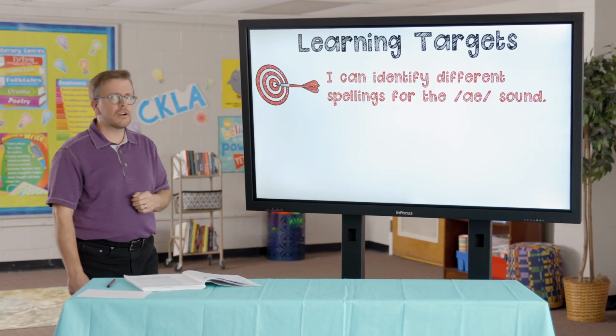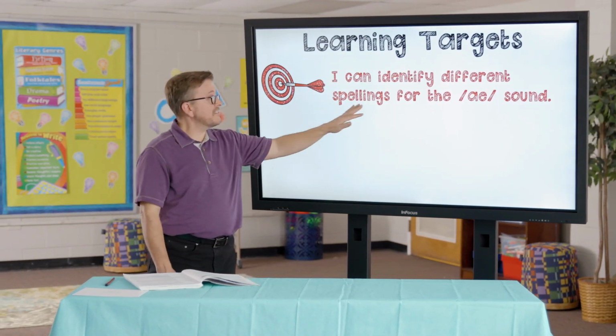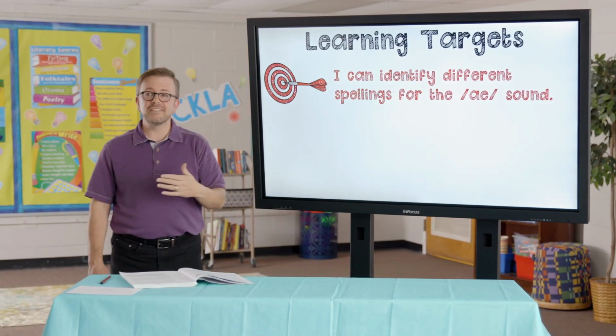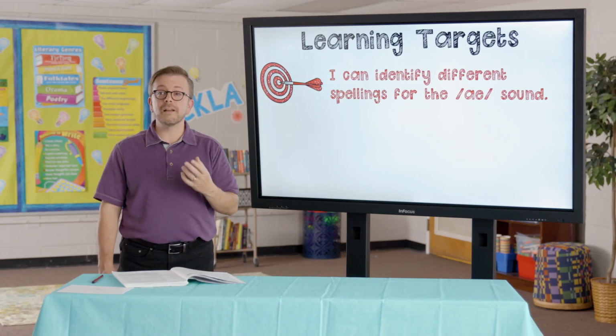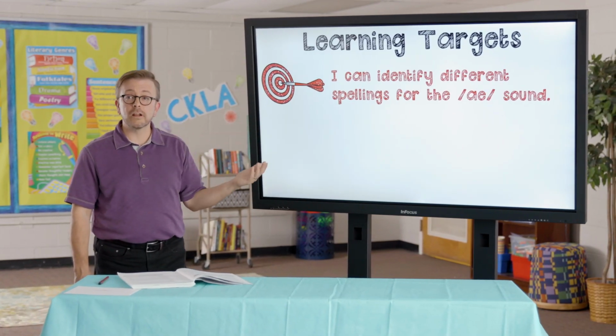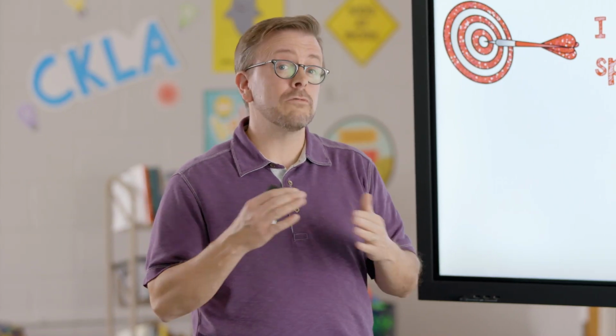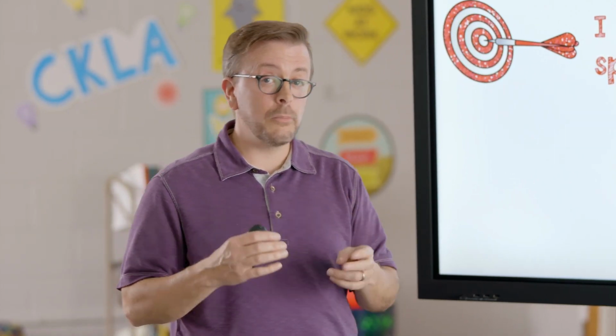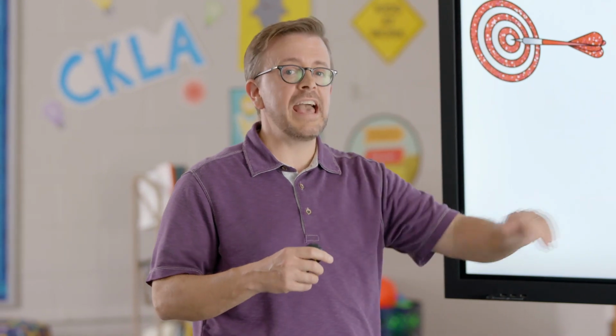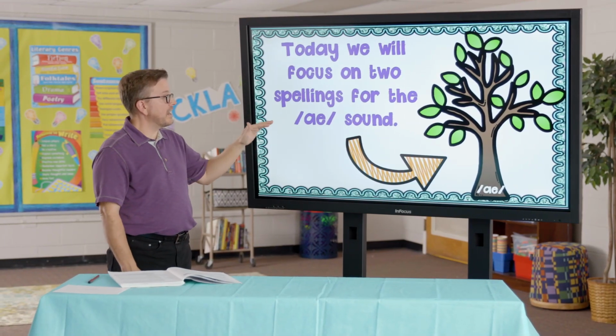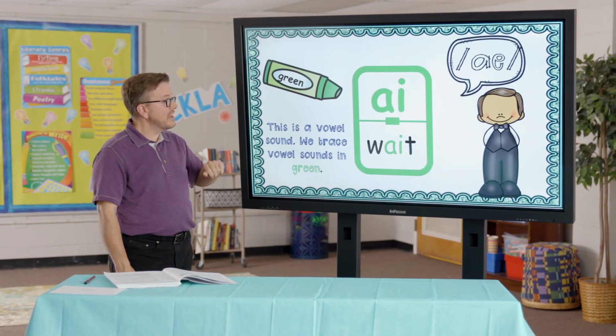All right, so let's look at our learning target. I can identify different spellings for the A sound. We've been starting to work on this long A sound together, so we're going to look at a couple more examples today made with different ways than we've looked at in the past. We've covered a couple of those ways. We're going to keep on adding those long A sounds because we're trying to fill up our tree with A words, aren't we?